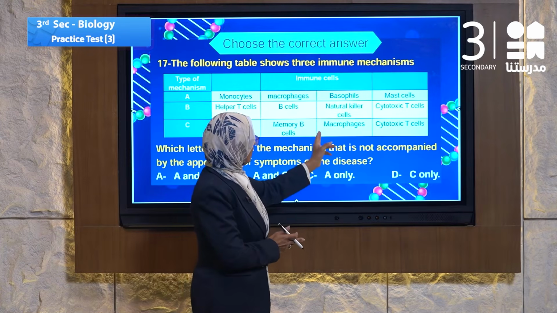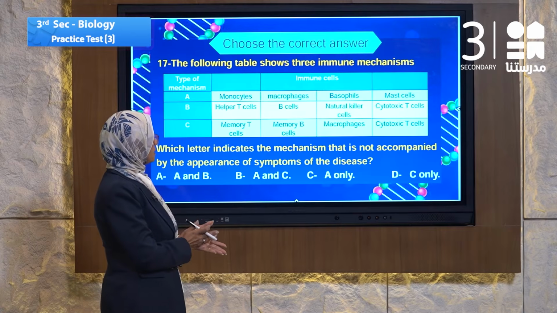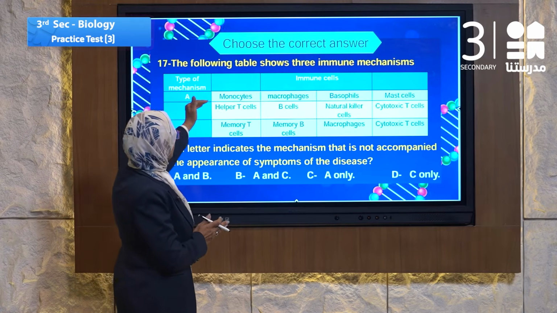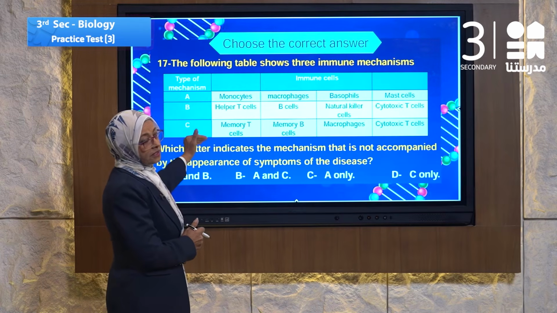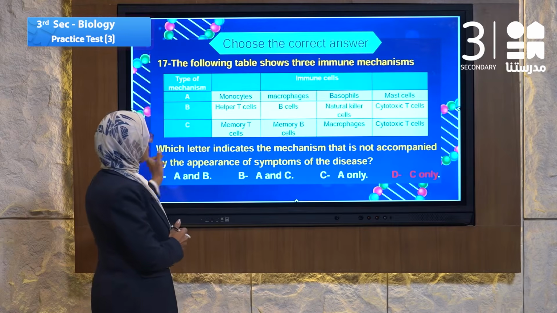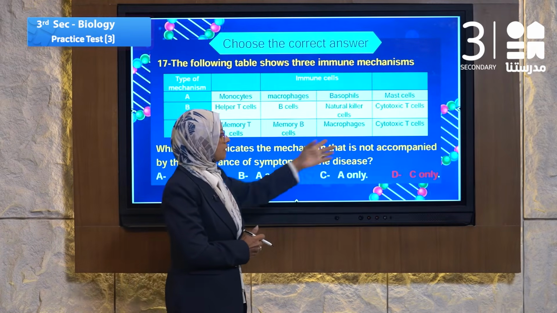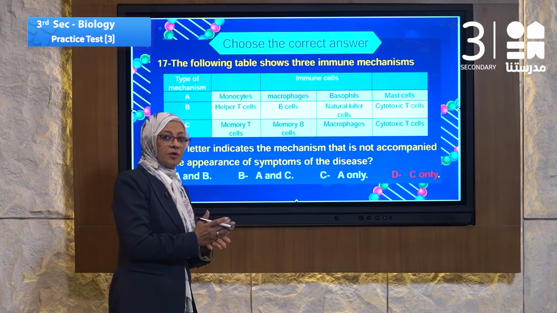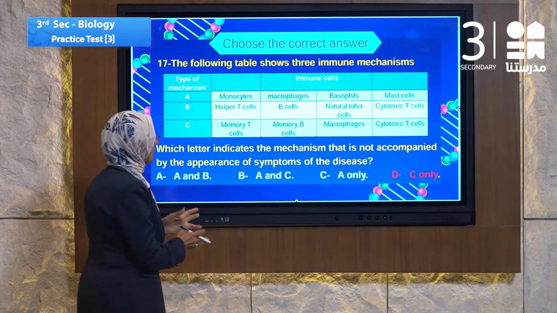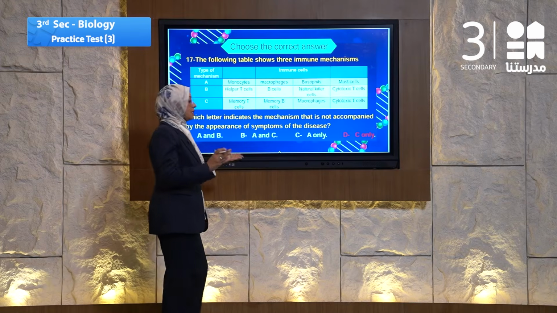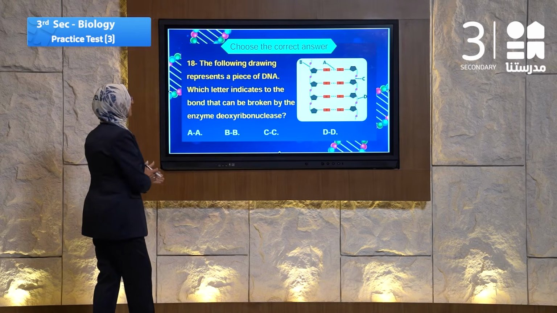B: macrophage and cytotoxic cells. Oh, there are many symptoms here, and here there are no symptoms. So the answer must be C only. There are no symptoms here because the immune system identifies the disease and takes many actions inside the body without symptoms. So the answer must be C only. Let's go to question number 18.